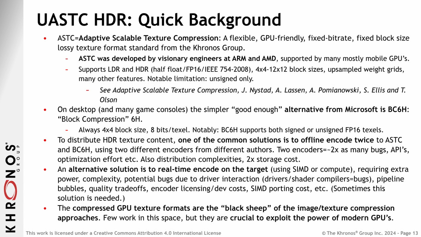And the problem with this is you get two encodes, twice as many bugs, twice as many APIs, twice as much optimization effort on the encoder side, and you get extra storage costs. And you get different artifacts too. So, from an art pipeline perspective, the artist would perhaps have to look at both to figure out, okay, are these both usable? An alternative solution is to real-time encode on the target, which has its own problems. That requires extra power, complexity, potential bugs due to driver interactions, pipeline bubbles. Everything's trade-offs, but one of the biggest trade-offs is you're going to lose quality for that.